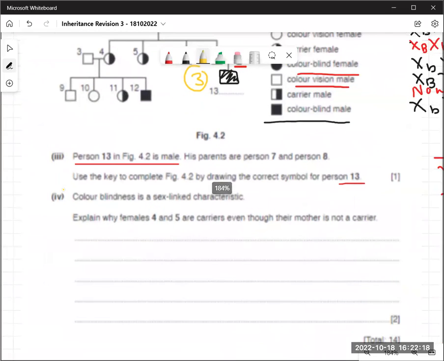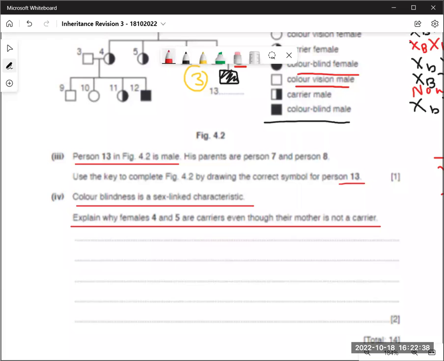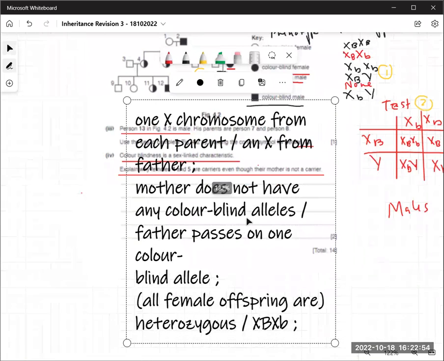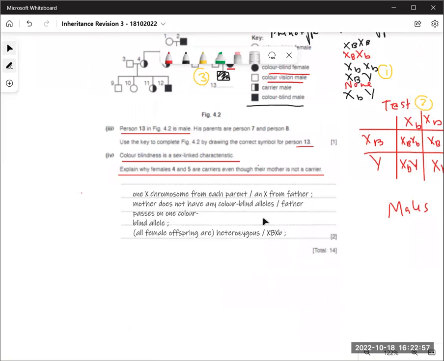Last thing is, color blindness is a sex-linked characteristic. Explain why females 4 and 5 are carriers even though their mother is not a carrier. Read the question, Zahra, out loud from here. Explain why females 4 and 5 are carriers even though their mother is not a carrier. So this answer will be based on the X chromosome again. We'll see here. Look at the answer. Now, Rachit, read the first line.